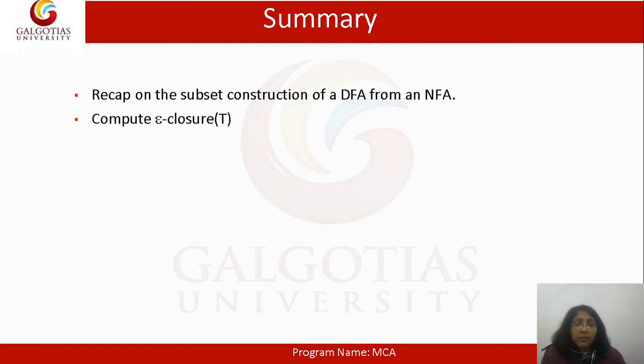So I think you are able to understand how to construct a DFA from a given NFA using the epsilon closure function. In the subsequent class, you will study how to minimize this DFA. This DFA will be your recognizer, which is going to decide whether a string is valid for a given pattern.